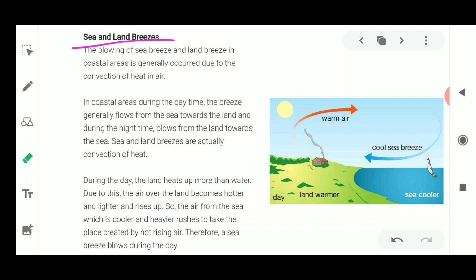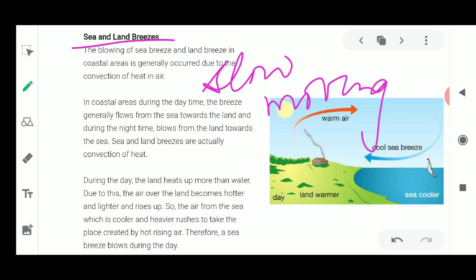So another practical application is the sea breeze and the land breeze. What is the meaning of the word breeze? Breeze means very slow moving air. Okay, slow moving air. So this is called breeze.